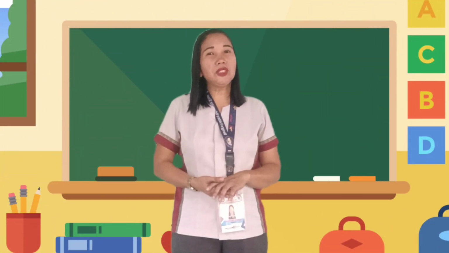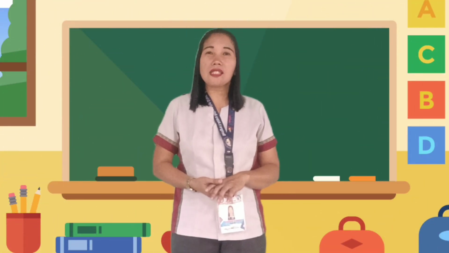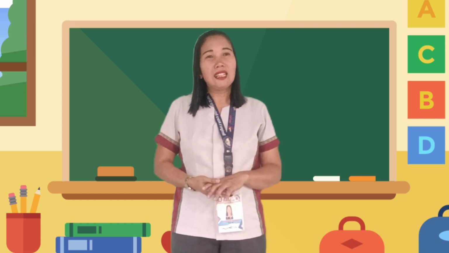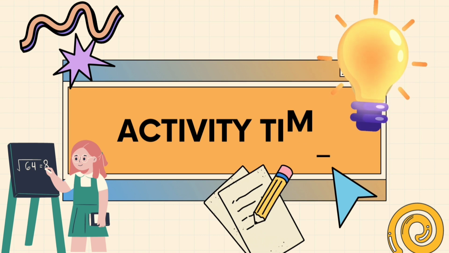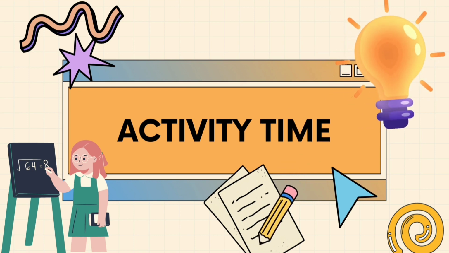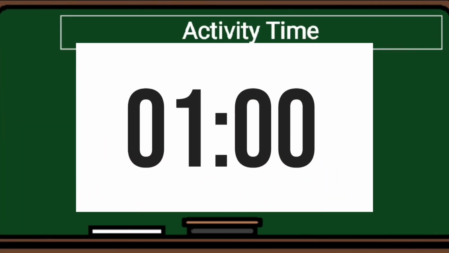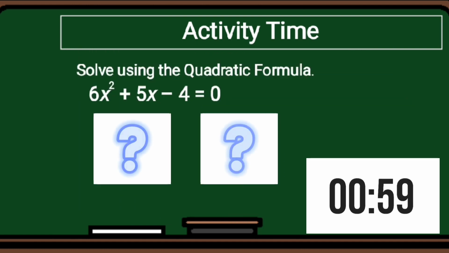Do you have any question in the given examples? If not, let's have this activity. You are only given 1 minute to solve the given problem. Solve using the quadratic formula. 6x squared plus 5x minus 4 is equal to 0.